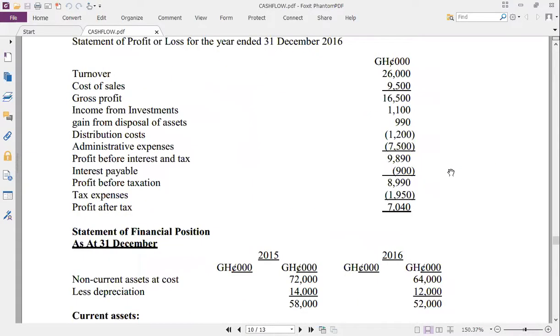Now, a good examiner should reflect this in the financial statement. Let's go to the profit and loss and check whether there's profit on disposal, gain from disposal, 990, right? So yes, let's go to the profit and loss. You can see gain from disposal there. That's 990. That's a good examiner.